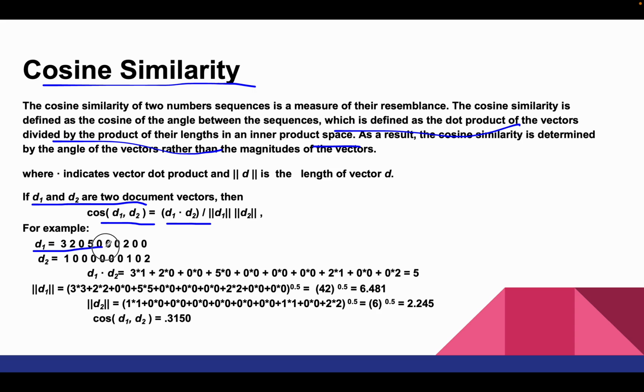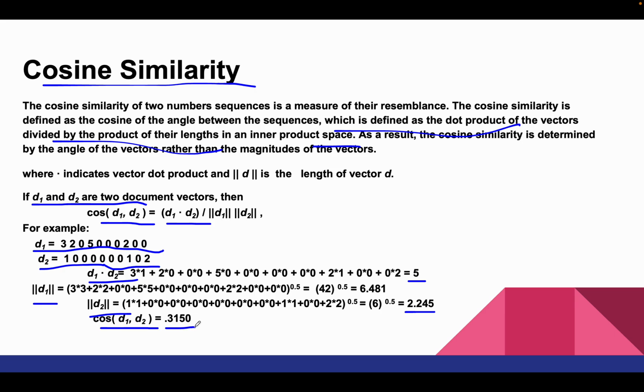For example, let's take d1 equal to 3205000200 and d2 as 1000000102. d1 dot product d2 gives us the value 5, the length of d1 gives us a value 6.481, and the length of d2 gives us a value 2.245. At the end, the cosine of d1, d2 gives us a value 0.3150.